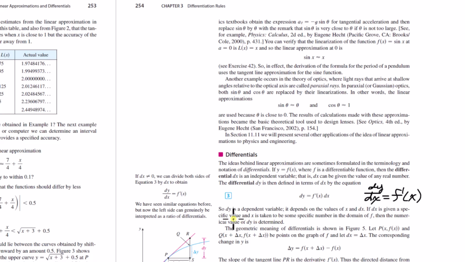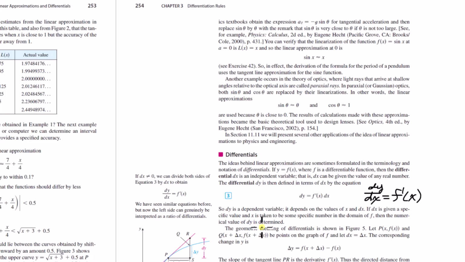If dx is given a specific value and x is taken to be some specific number in the domain of f, so dx is given a specific value. What does that mean? Like dx is the distance you are from your main value, right? You're doing a linear approximation of a function at 0 or at 1. That's what x is, right? f prime of x. dx is the distance you are from that main value on the x-axis. Okay, then the numerical value of dy is determined.